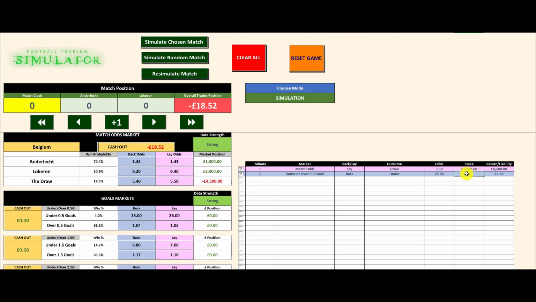Okay, so £200, would that cover us? Yeah, pretty much, because we have to take the commission into account. Anyway, let's move this forward. We're going to trade another one. Anderlecht against Lokeren. Let's go.